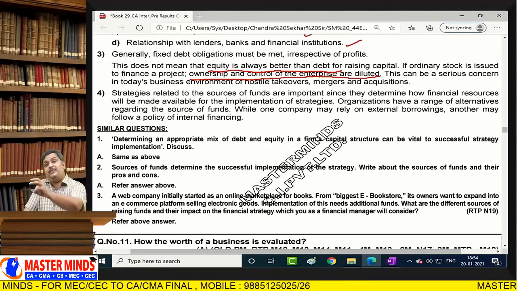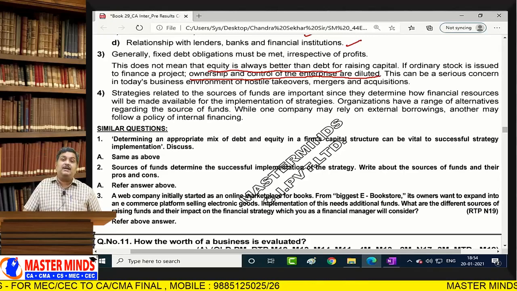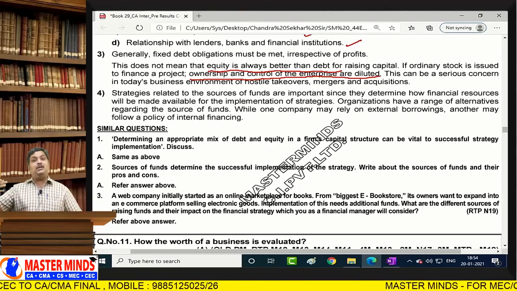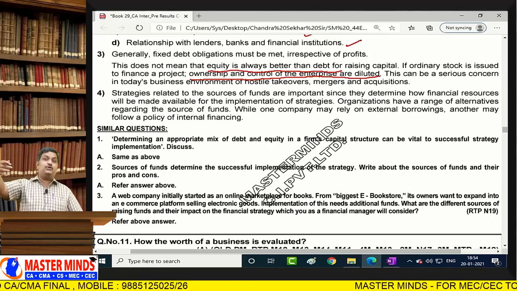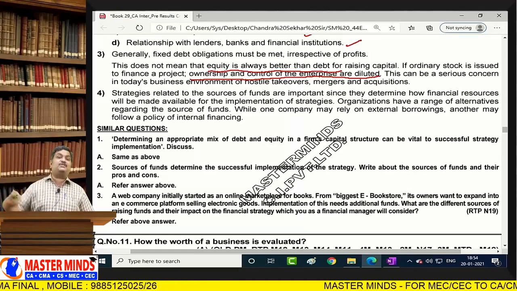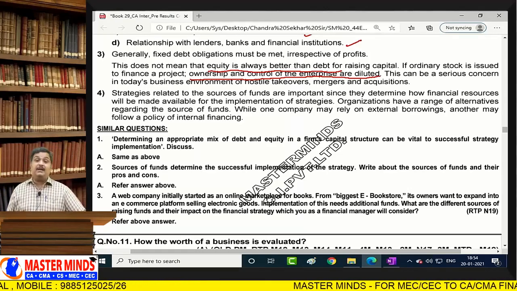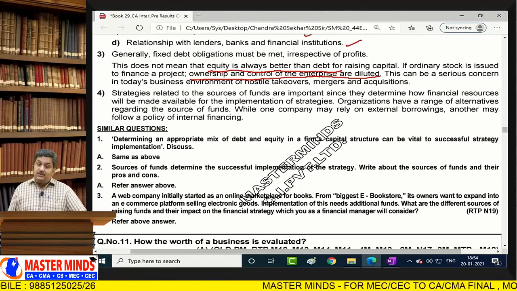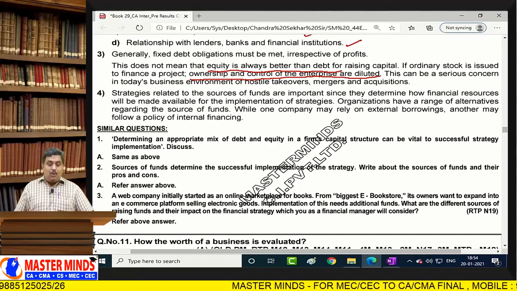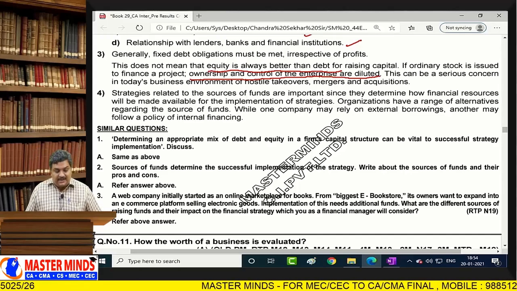This is a common phenomenon we can see in real-time businesses, where a company purchases all the shares of another company and wants to take over that company because they are the biggest shareholder. So that type of problem will be there. So that is the reason issuing more equity is not at all advised.